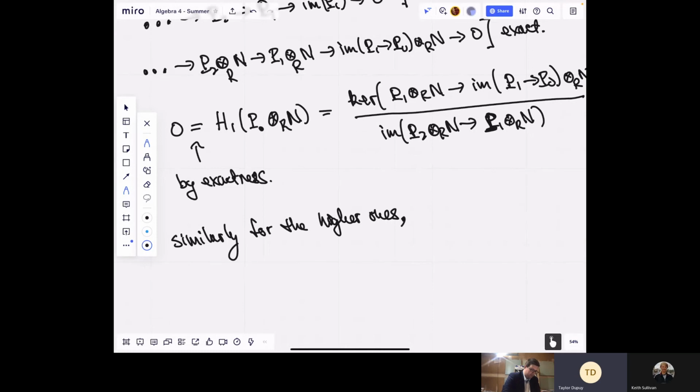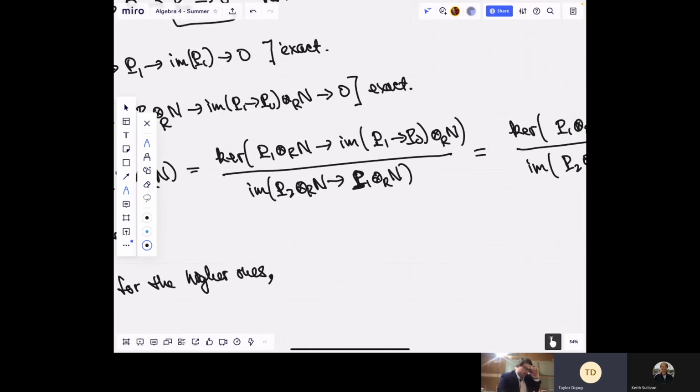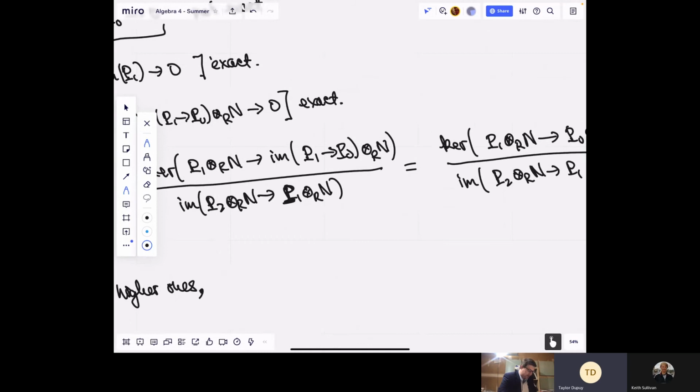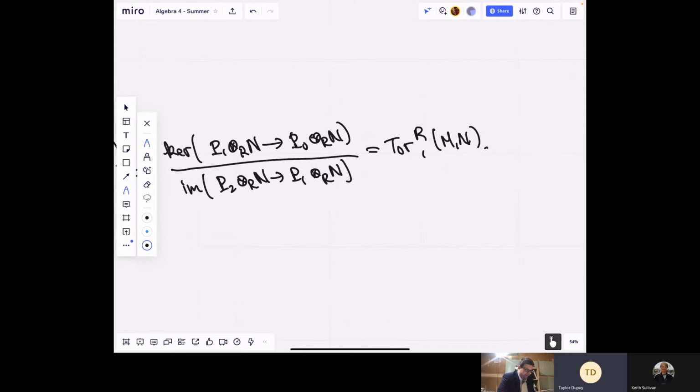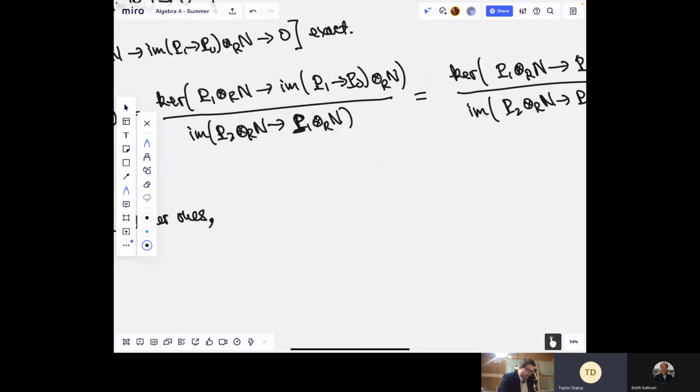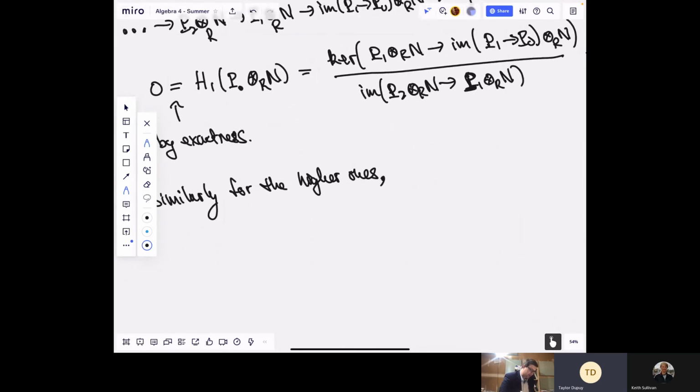Okay. I guess one thing we maybe don't need to worry about is the image injecting into the other one. But since N is flat, injections go to injections, so we can view this as inside the P0 if we want. So that's why we can replace this. And that's Tor 1. And similarly for the higher ones, we'll get Tor i, this thing here, m is 0.